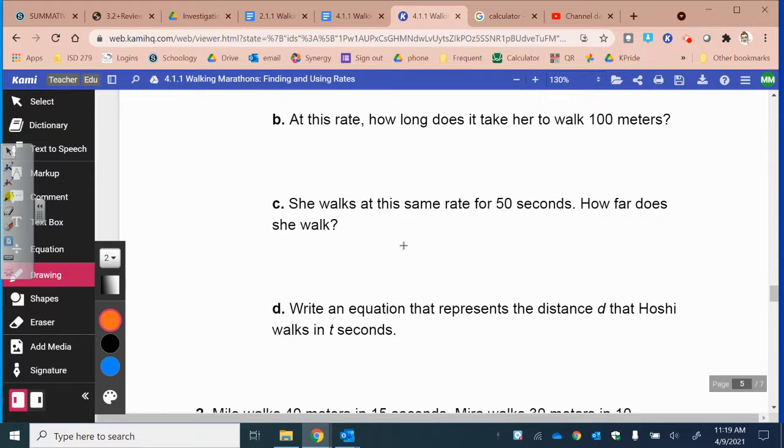And then it asks, she walks the same rate for 50 seconds. How far can she walk? So remember, this is seconds. This one was, we knew the meters. So you're going to have to calculate these in 2 different ways.